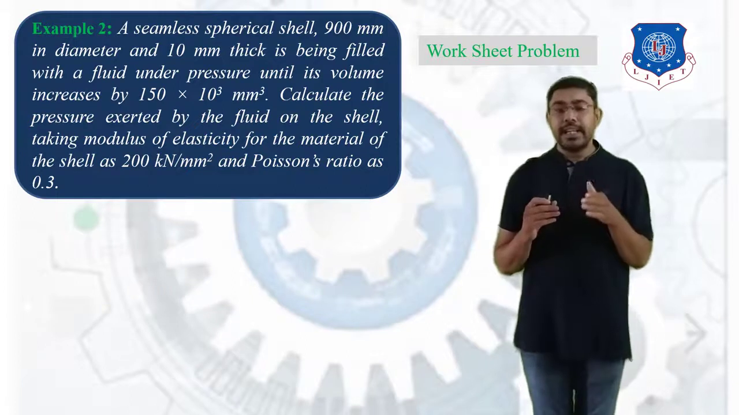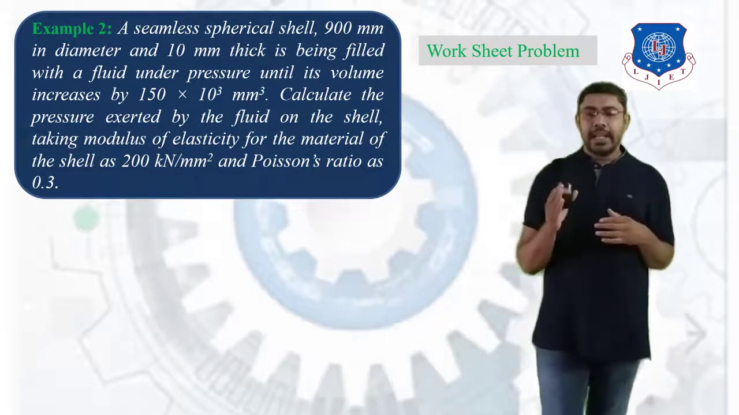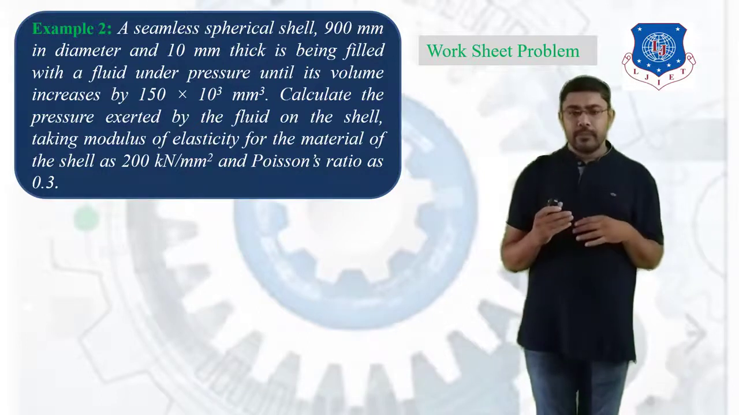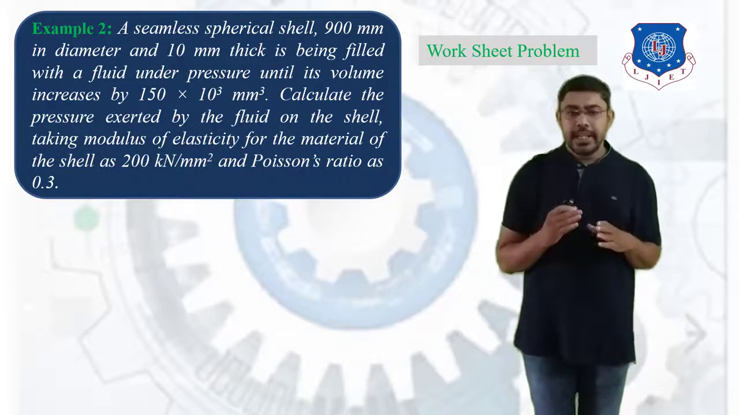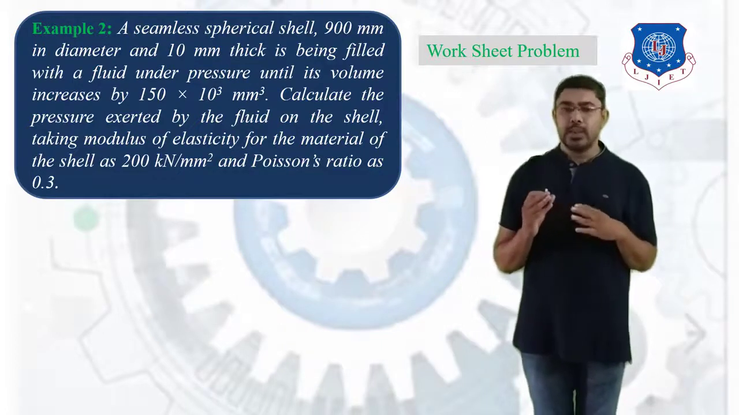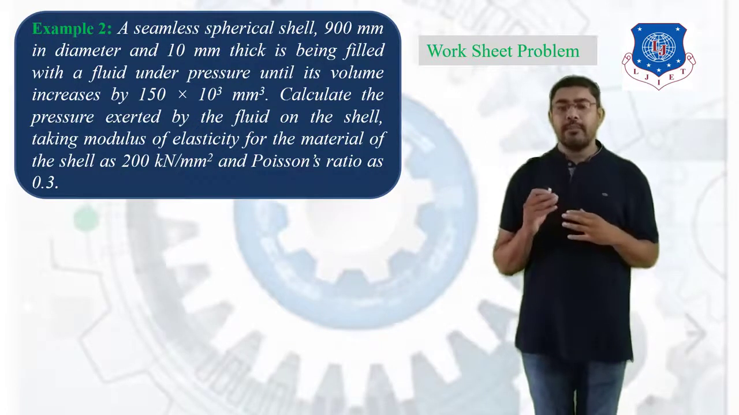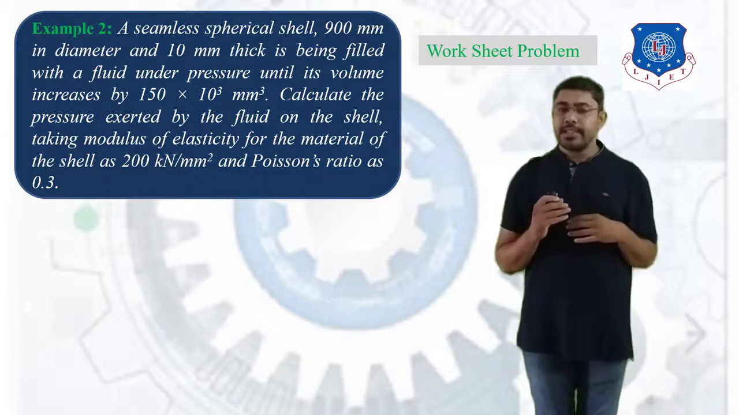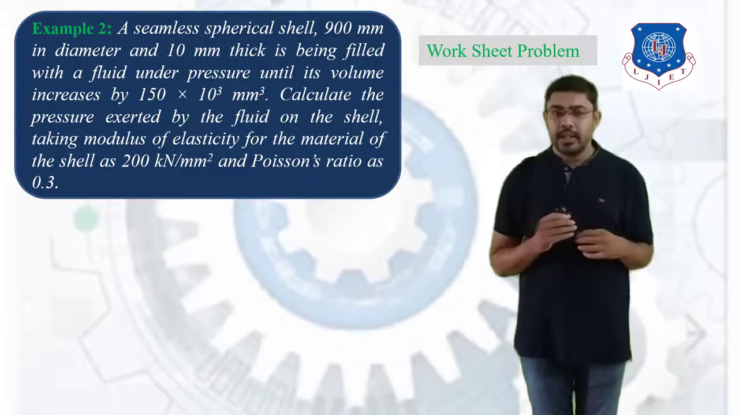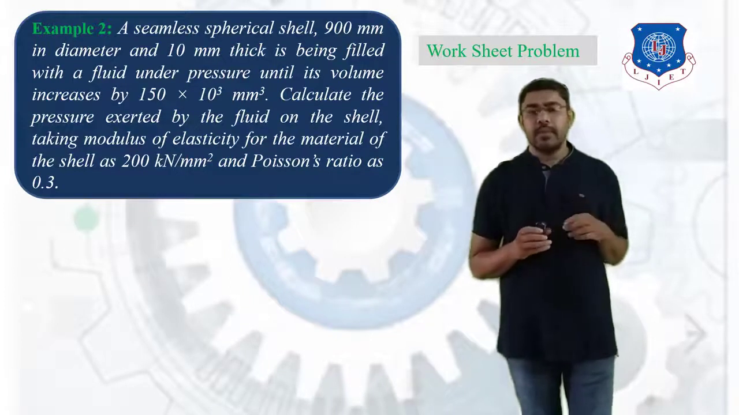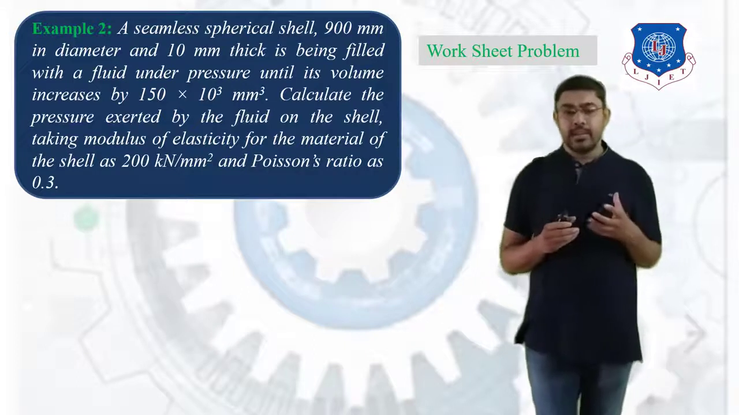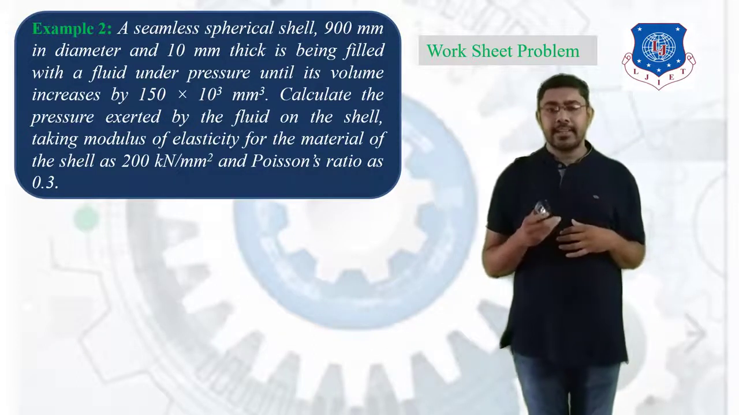So here delta V is given, and calculate the pressure exerted by the fluid on the shell, taking modulus of elasticity for the material of shell as 200 kilonewton per mm square. So E is given and Poisson's ratio you have to take as 0.3. So this is the given problem. Consider it as a worksheet problem and do it yourself. We will discuss it in the next lecture.